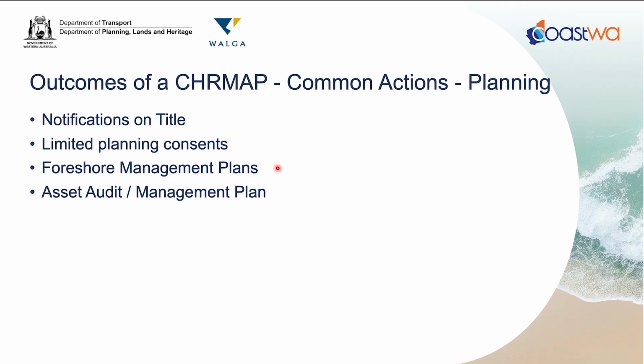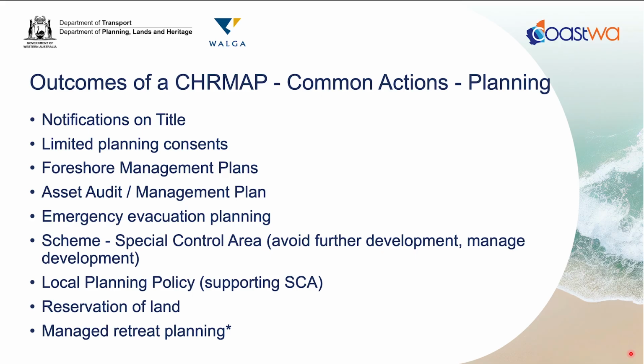Foreshore management plans, often recommended where there is a coastal node or a foreshore that requires active management. And then asset audits management plans, which is pretty common. That's a no regrets recommendation, which is essentially suggesting that you pay careful attention to where your assets are in the coastal zone. Then emergency evacuation planning, as I mentioned before, that's a no regrets option. And that is where you might imagine that there could be some inundation or emergency response to erosion where the community needs to react, and it's better to have a plan rather than for them to react in an ad hoc way.